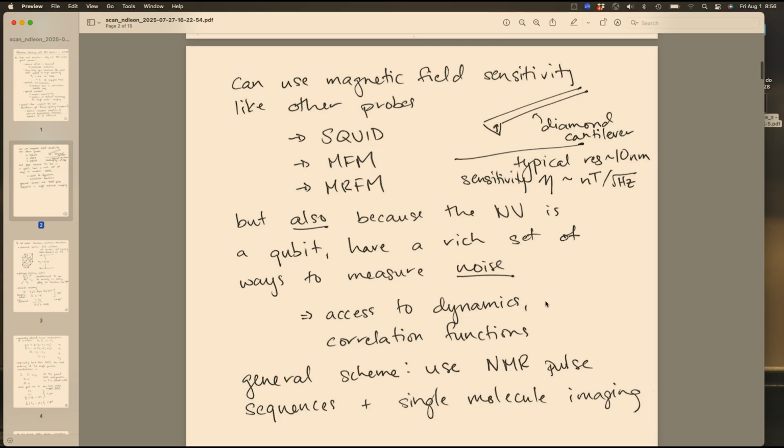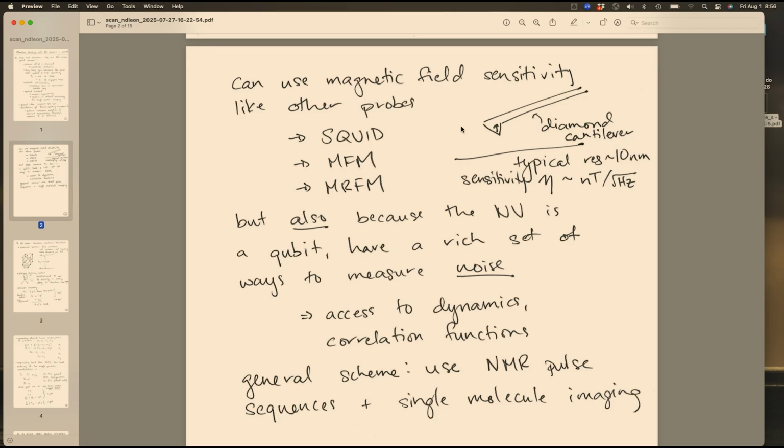In general, I would say that most of the work in this field has focused on just using this thing as a static magnetic field sensor, right? So I can now just take my NV center. You guys can see my cursor, right? Yeah. I can just take my NV center, stick it in an AFM tip, a little diamond cantilever, and then scan that over a surface.